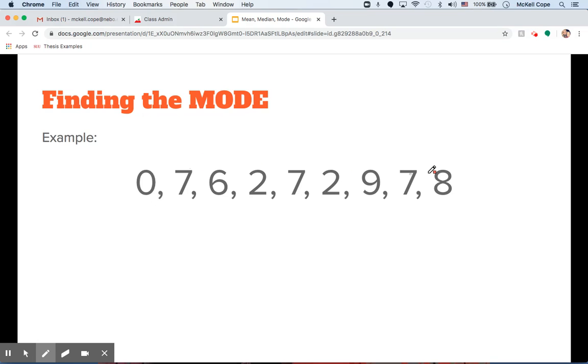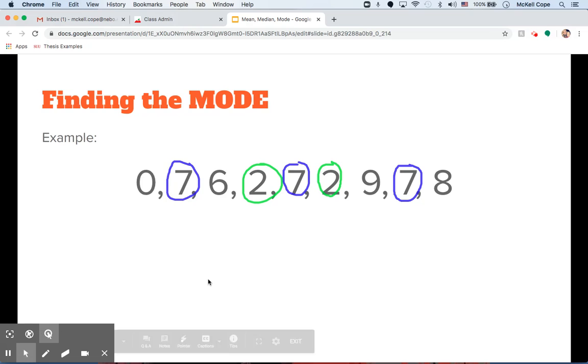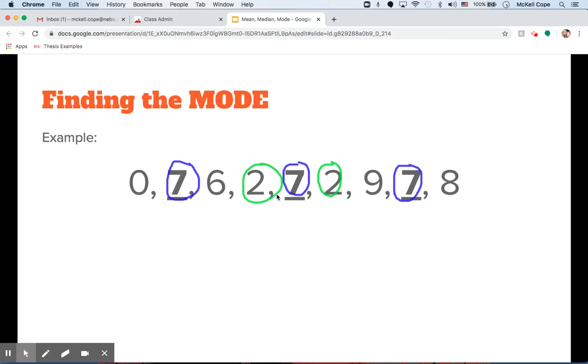So it looks like, looking at my set of data, I have a couple numbers that appear more than once. I have a 7 that appears 3 times. I have another number that appears more than once, but the number 2 appears 2 times. So that one does not qualify for the mode. So we only have one mode here, and that is going to be 7. 7 appears 3 times. Okay, so if you got 7 as your mode, you are exactly right.